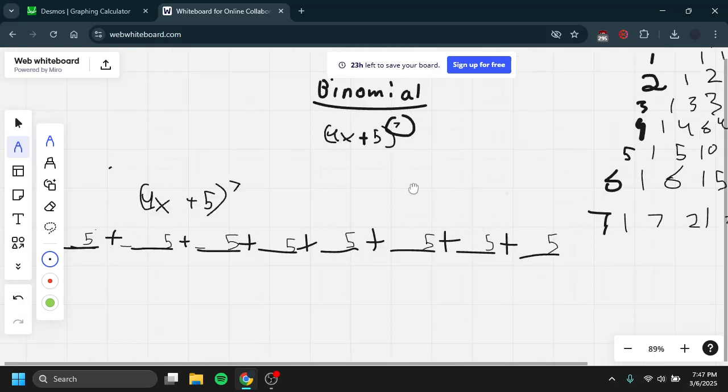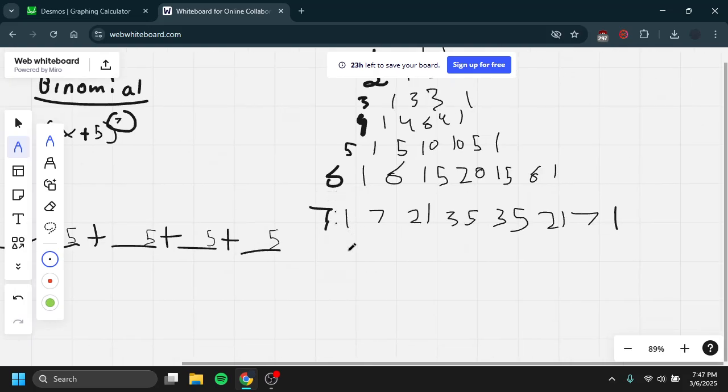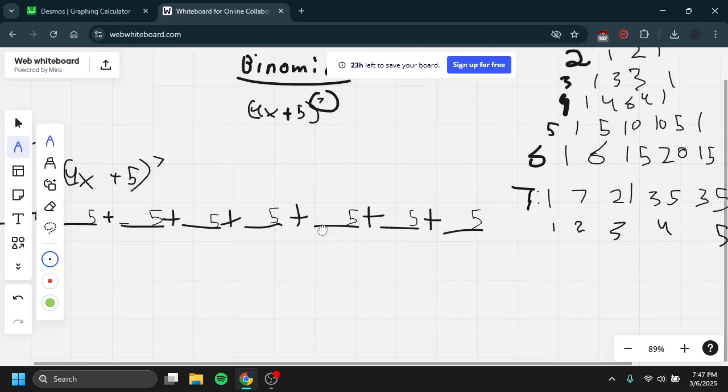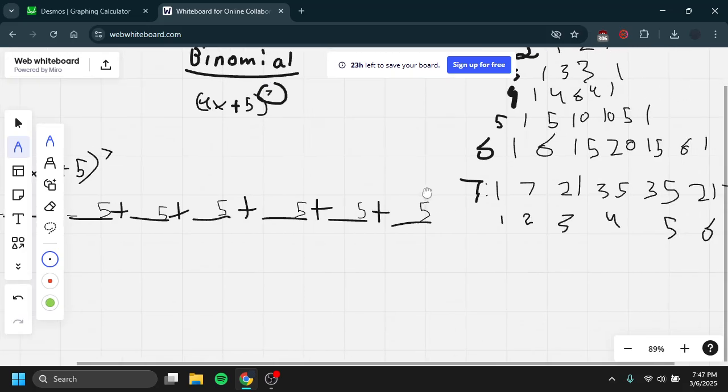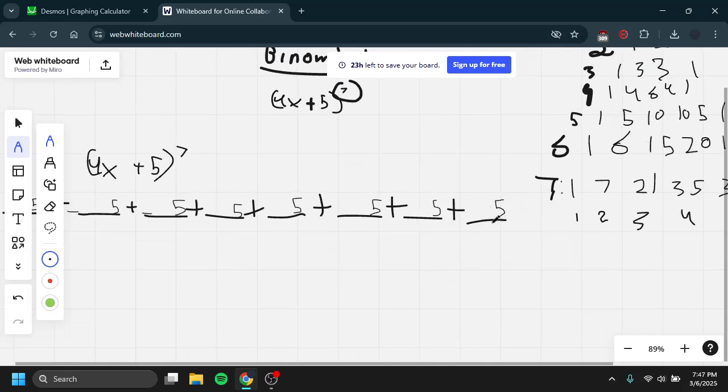So if we look to our Pascal's triangle, for value 7, we have 1, 2, 3, 4, 5, 6, 7, 8 terms. So when we do the equation right out, it'll be 1, 2, 3, 4, 5, 6, 7, 8 terms. Now for here, this 5 will always stay a 5. This is our constant in this case.